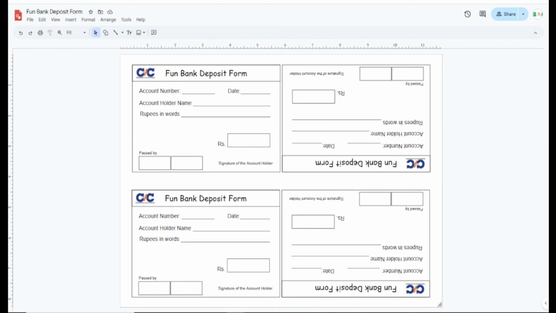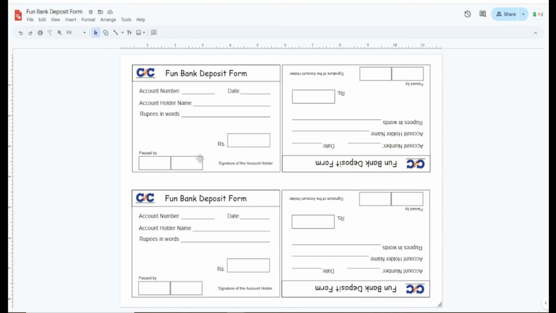And now, there are different forms. This is the deposit form. Children, if they want to deposit their earnings here in the bank, they can actually do it. First, they have to write the account number and the account holder name, and the date before they begin filling up the form, right? Next, they write the rupees in words, and within the box they write the rupees in number.